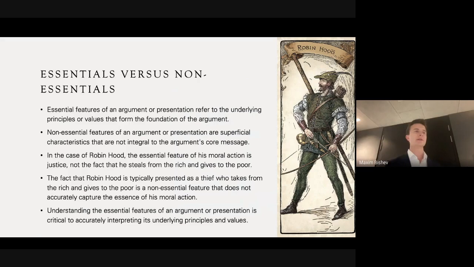Now this is very interesting. This is not really directly connected with the critical thinking unit for those who are doing that one, but I thought it was interesting to include it. Whenever you're looking at an argument made by someone or some book or whatever, it's really important to distinguish what is really essential to the argument from what is not.